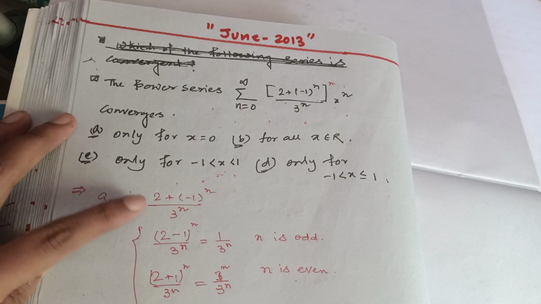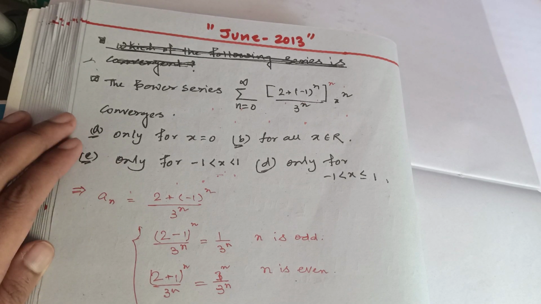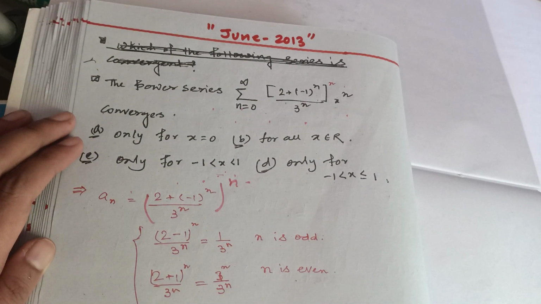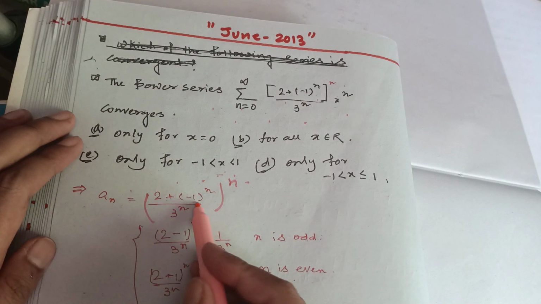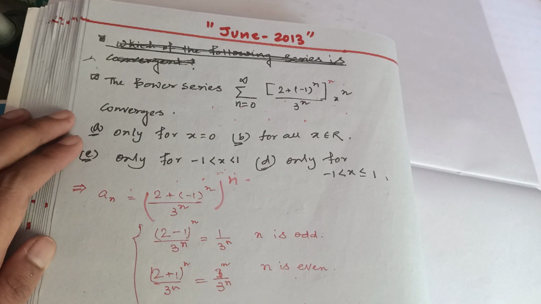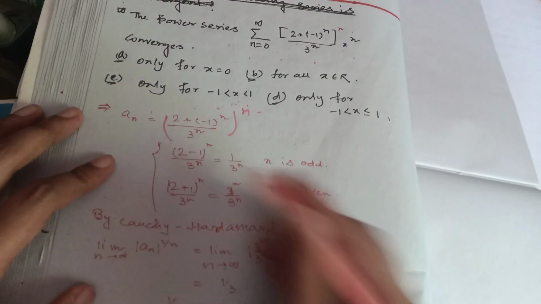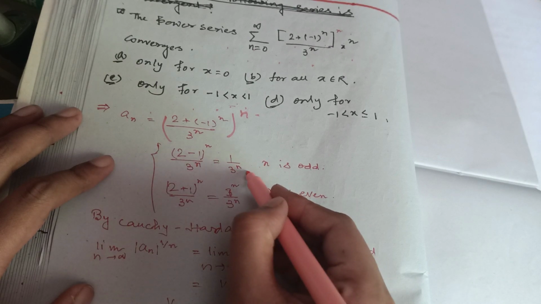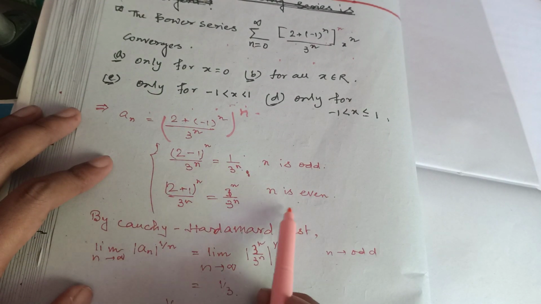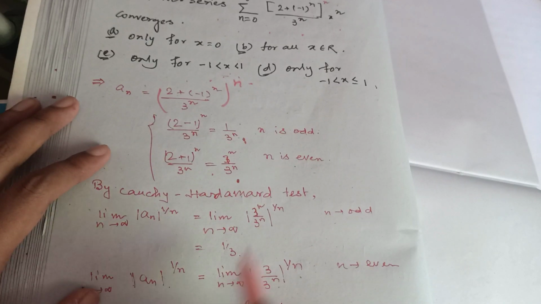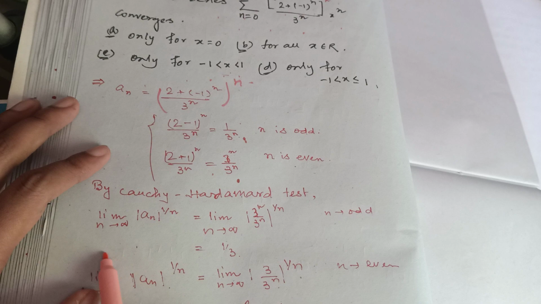So here we say that an equals (2 plus (minus 1) to the power n) by 3 to the power n. Here minus 1 to the power n, an alternating sign, exists. So first we take n as an even term and second n as an odd term. When n is odd, we get 1 by 3 to the power n. If n is even, that is 3 to the power n by 3 to the power n type. Then we apply the Cauchy-Hadamard test. So find the limit as n tends to infinity of mod an to the power 1 by n.